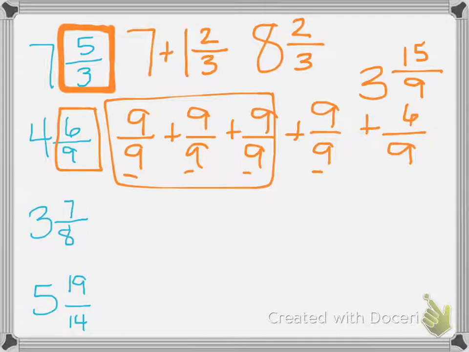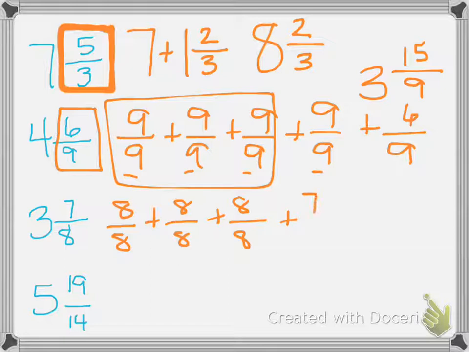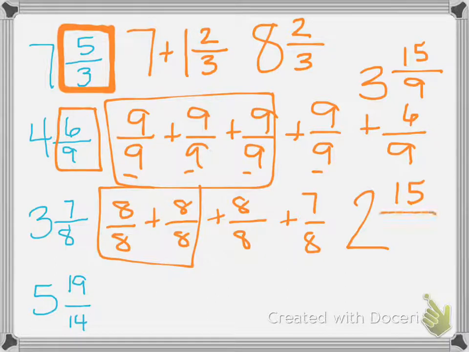For the next one, for C, it's 3 and 7/8. It's the same thing. 7/8 I can't change into a mixed number, so I can take my 3 and turn that into 8ths. So 8/8 plus 8/8 plus 8/8 is the same thing as 3 wholes. And then I have my 7/8. So I'm going to keep these 2 wholes, and then I'm going to change 8/8 and 7/8 into an improper fraction. So 8 plus 7 is 15, and I'm keeping my denominator the same, so we can change it into 2 and 15/8.